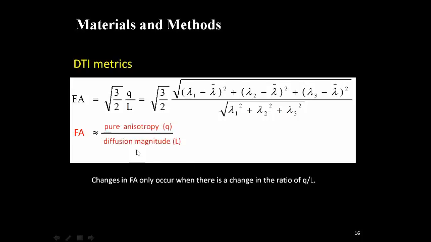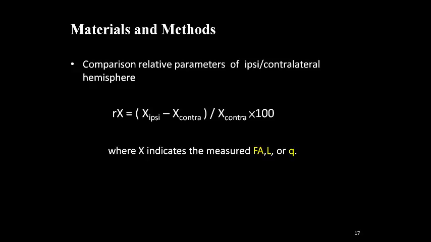Because FA is a relative scalar value defined by the ratio of pure anisotropy Q and the diffusion magnitude L, in this study we measured the parameters Q and L separately for a more complete picture of diffusion changes in acute stroke. Finally, the relative DTI metric compared to the contralateral homologous tissue was calculated as follows, where X indicates the measured FA, L, or Q.